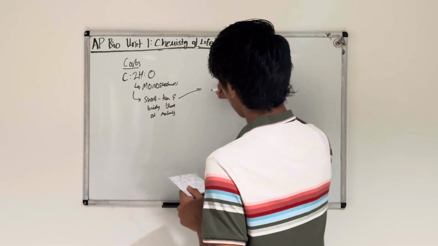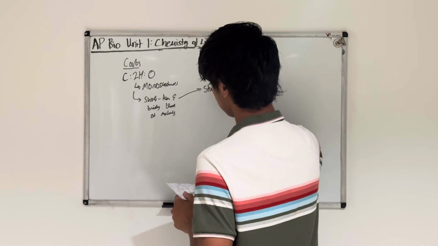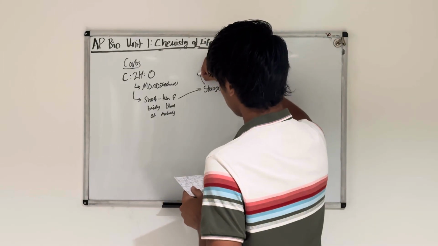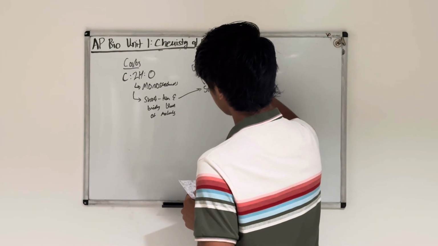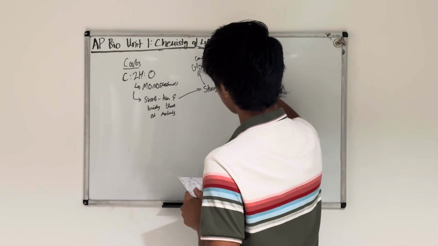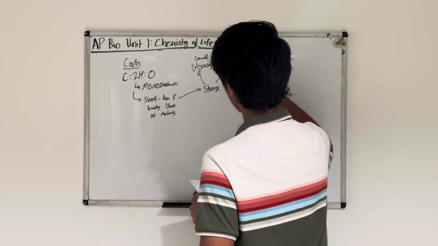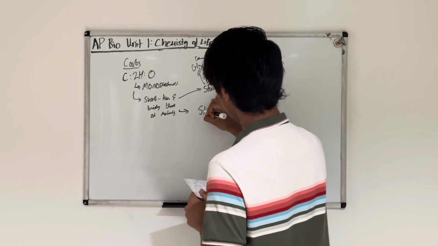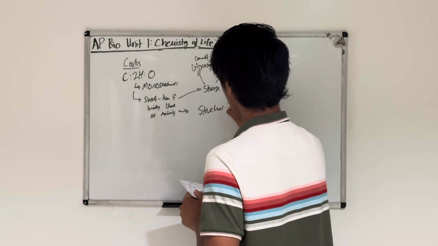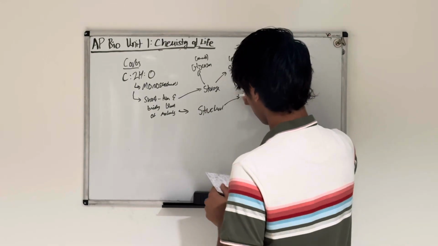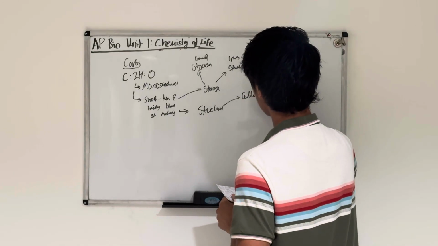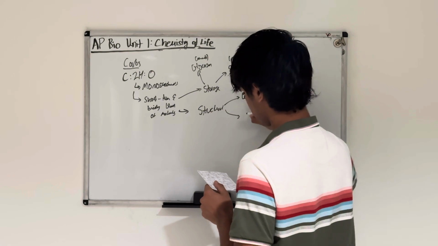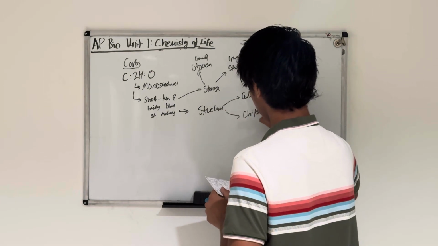The types of carbohydrates you need to know are storage carbohydrates, which store energy. Examples are glycogen in animals, and you've probably heard of this one, starch, in plants. And we also have structural carbohydrates. In plants, this comes in the form of cellulose, and in animals, we have chitin.